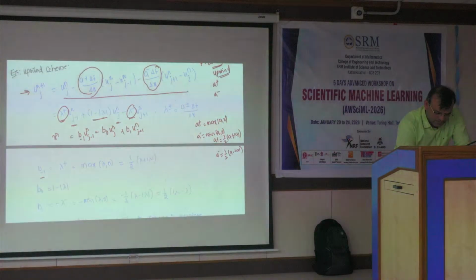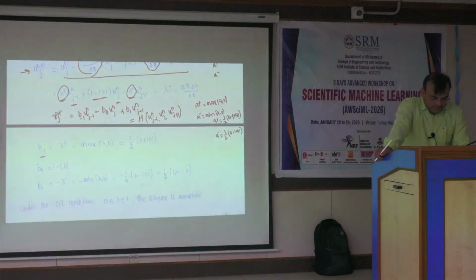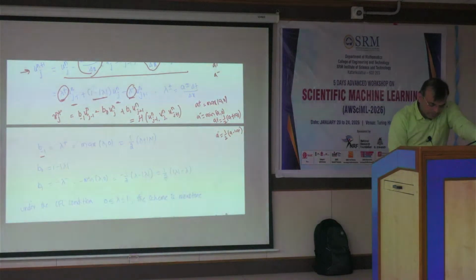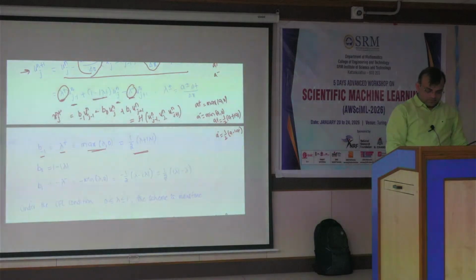So this can be written in the form of h as a function of u_{j-1}^n, u_j^n, and u_{j+1}^n. Now, whether each coefficient, b_{-1}, b_0, or b_1, is positive or not: b_{-1} is lambda plus, which we can write as the maximum of lambda and 0, which you can write as 1/2 into (lambda plus modulus lambda).